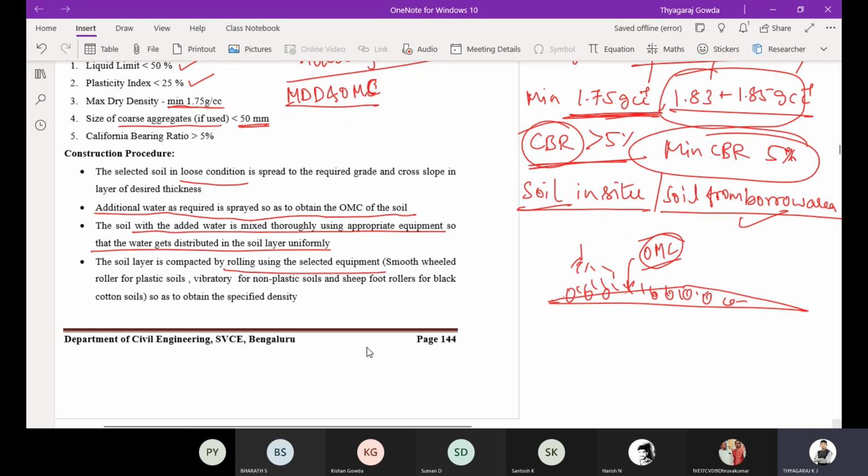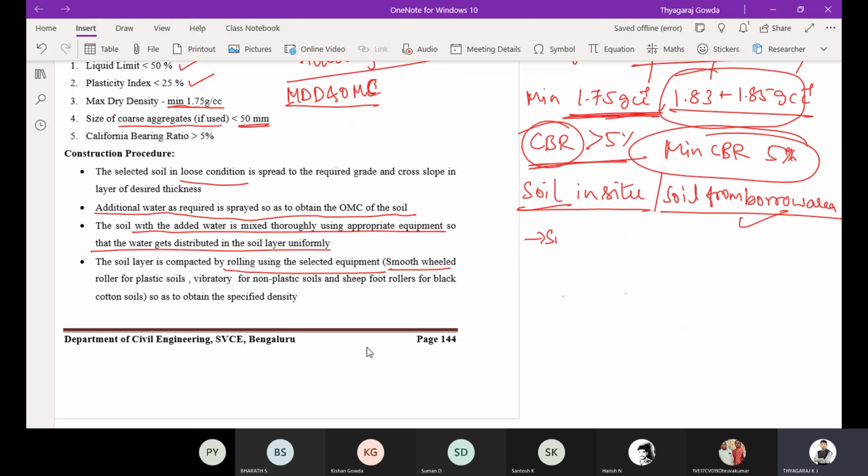Now the soil layer is compacted by rolling using selected equipment. The equipment used for compaction is either a smooth wheeled roller, vibratory roller, or sheepfoot roller. Have you observed these rollers? Yes, sir.